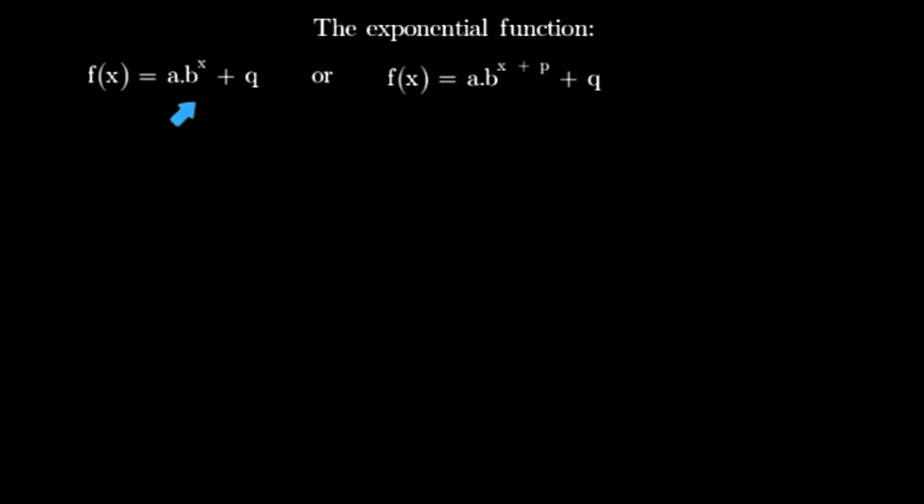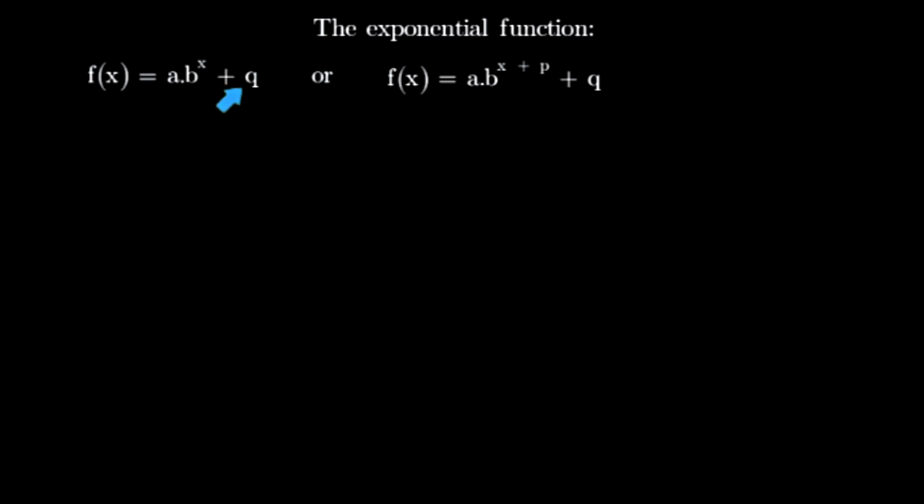Now what do these letters actually mean? Well, this a represents the coefficient that is in front of the base. Now remember, a base is a value that contains the exponent, and in an exponential function that exponent is an x. And then we have plus q, and this q represents the asymptote. So in other words, an exponential function also has an asymptote, and that is a straight line that the function can never cross. It also indicates whether the graph moved up or down.